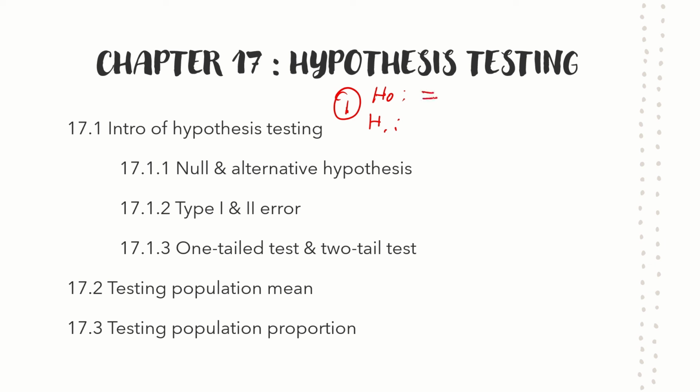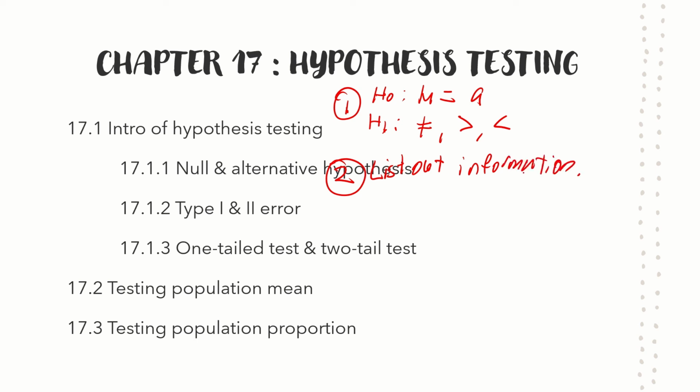H0 normally is 100% an equal sign, for example mu equal to a, and H1 has three situations: either not equal, either more than, or less than, based on the question given. The second thing is you have to list out all the information stated in the question.